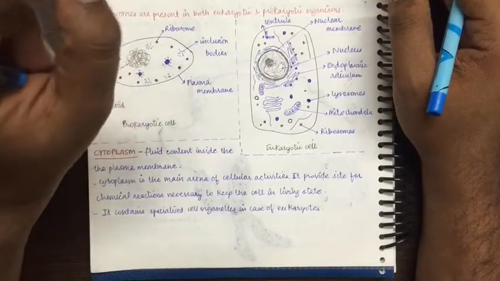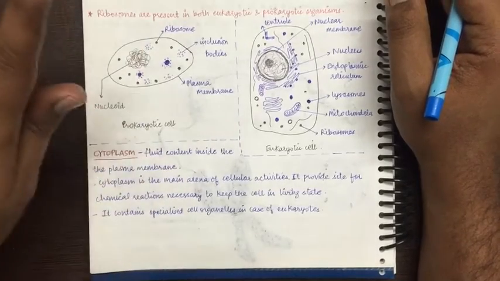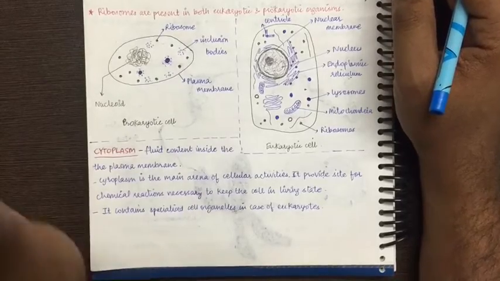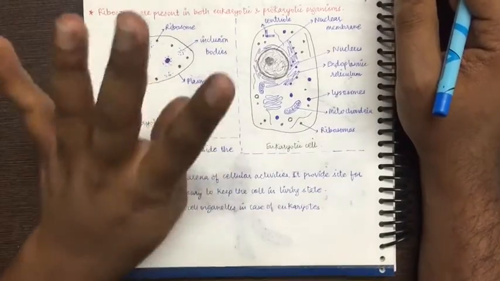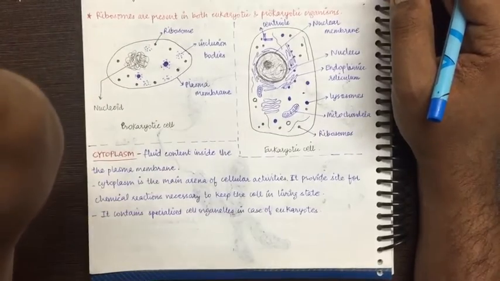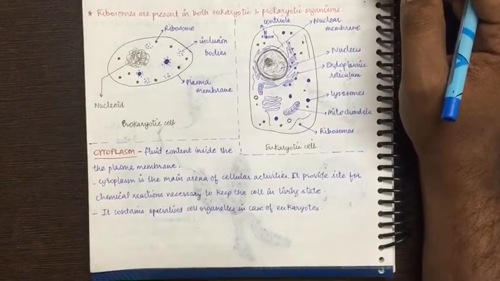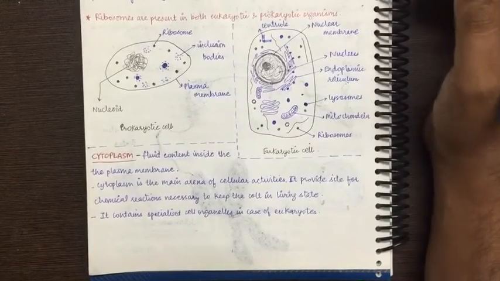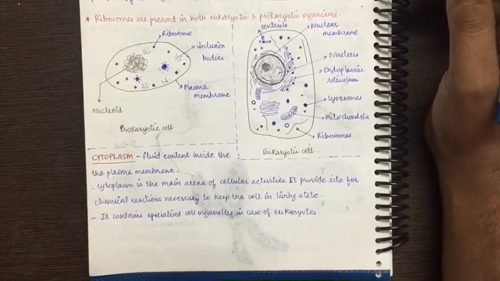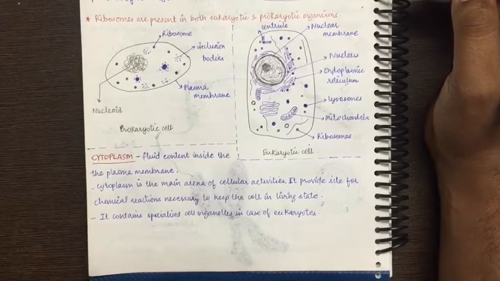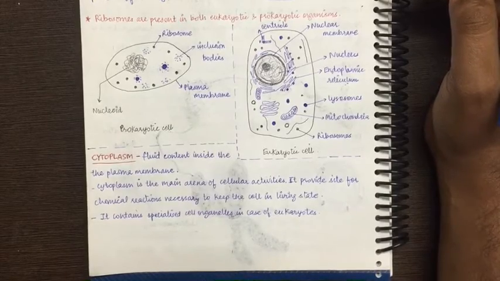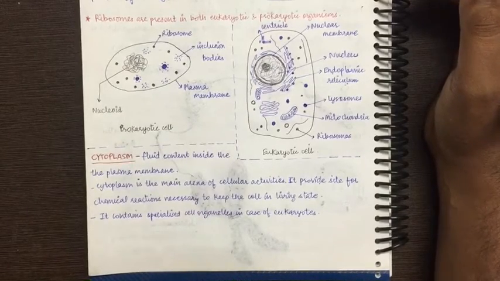Cytoplasm is the main arena of cellular activity. It provides water, proteins, everything required for cellular activities. It provides site for chemical reactions necessary to keep the cell in the living state. Cytoplasm, as we already know, contains specialized cell organelles in eukaryotes. In prokaryotes cytoplasm is present, but there is no specialized cell organelle. In eukaryotes, specialized cell organelles are present in cytoplasm.